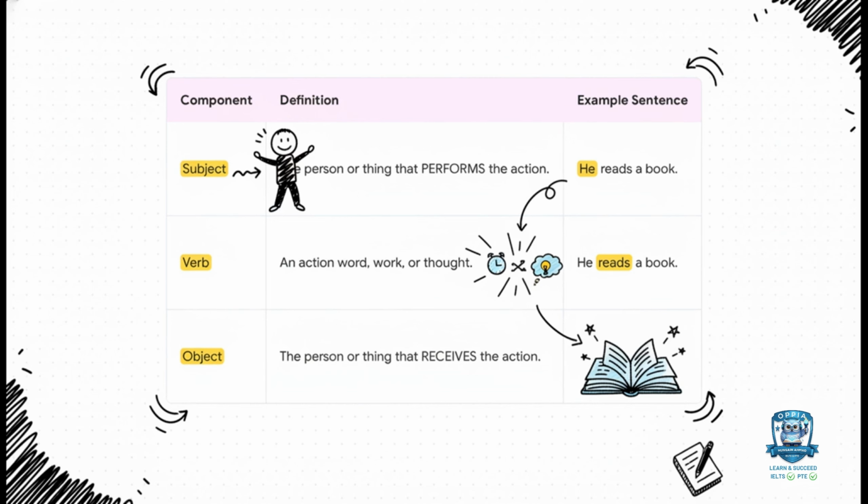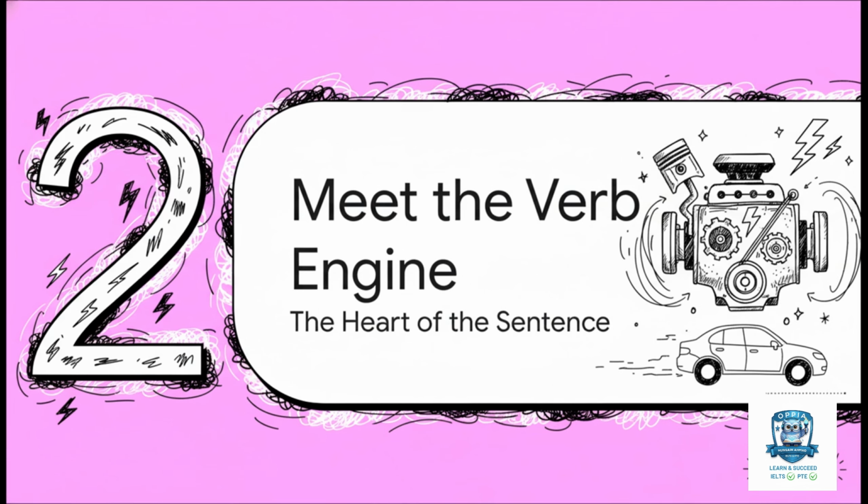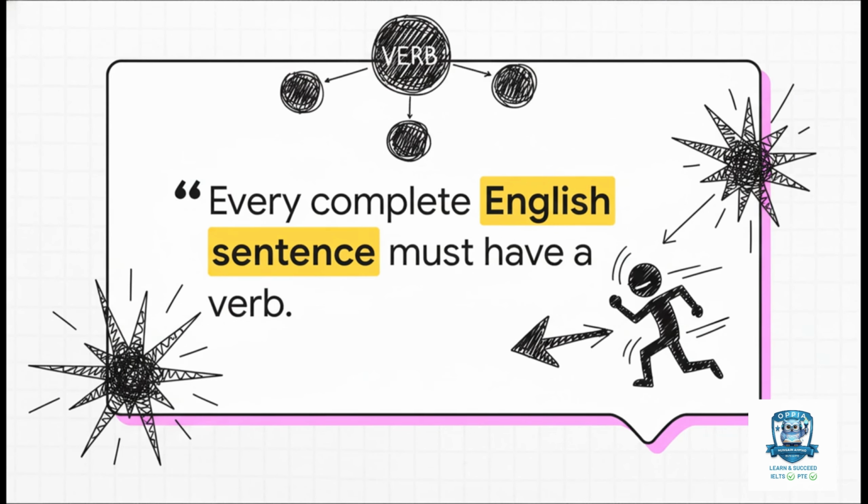Now, if that sentence blueprint is the body of a car, then the verb is the engine. It is the dynamic, powerful core that gives the whole thing life and tells it where to go. And here's the number one rule, it's non-negotiable. You absolutely cannot have a complete sentence without a verb. It's impossible. Think about it. The dog, the park, what does that even mean? It's just a bunch of words. But the moment you drop in a verb like ran to, suddenly you have an idea. The verb makes the action happen.